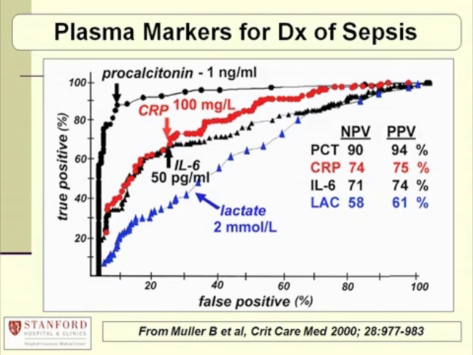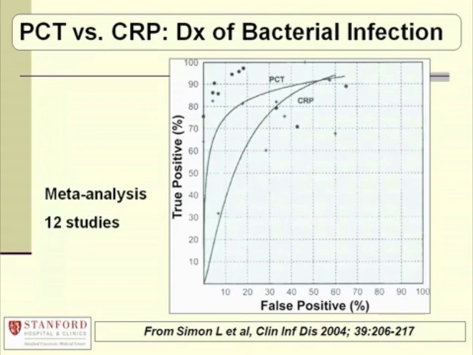So let's just march quickly through these four meta-analyses. The next slide shows the first one. It was published in 2004, and it included 12 studies, and this was in hospitalized patients, so patients on the floor, not in the intensive care unit, and was looking at PCT versus CRP for the diagnosis of bacterial infection. And it showed that PCT performed better.